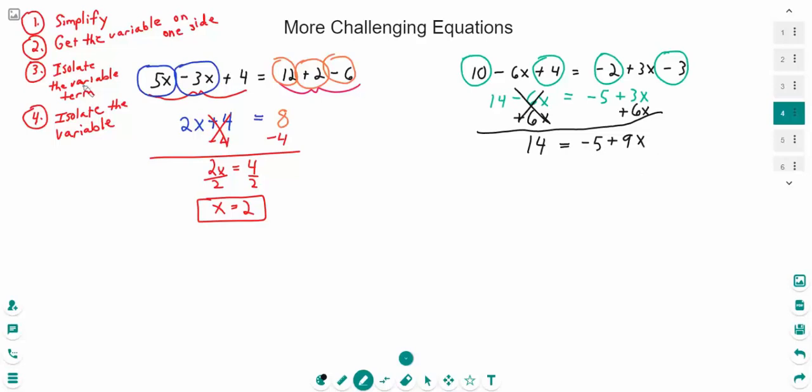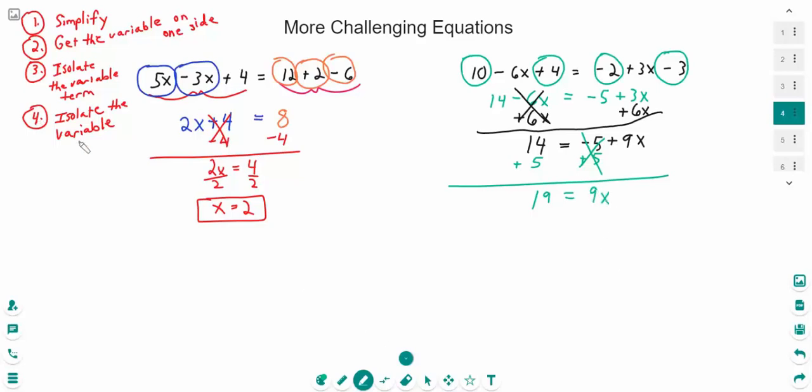Now the next step is to isolate the variable term. Well, now we need to get this 9x by itself. So we're going to add, I'll go back to my other color here, we're going to add the 5 on this side so that I can add it over here and get rid of it over here. Those will eliminate, and we end up with 19. And then over on the side, we still have a 9x.